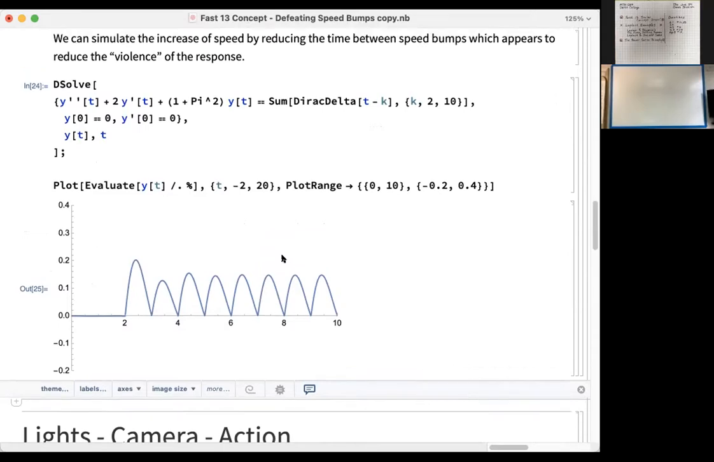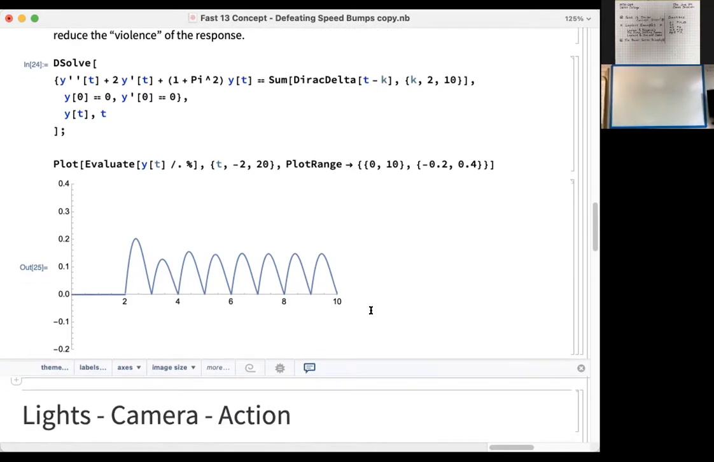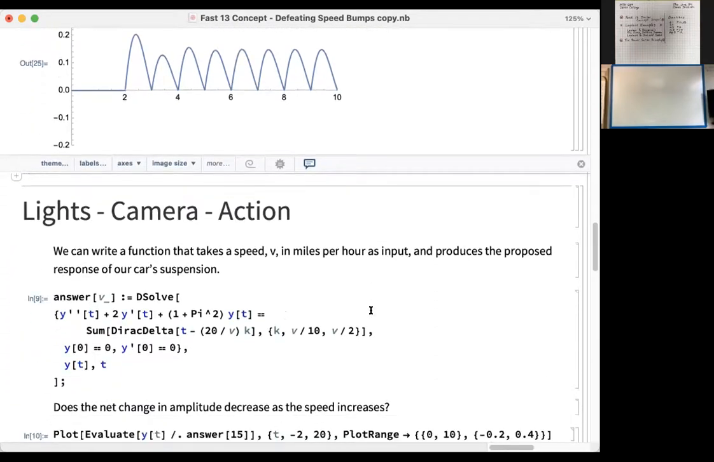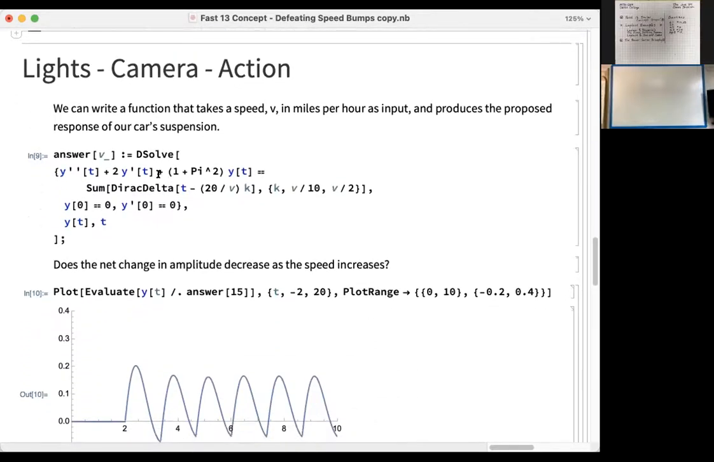But now we got a plan. If I can change the speed just by changing the time interval, maybe I could write it so that I could change the speed at will. Maybe we can make a movie. So lights, camera, action. Why don't we make a movie where we could input the speed V in miles per hour and get a response from the car's suspension?